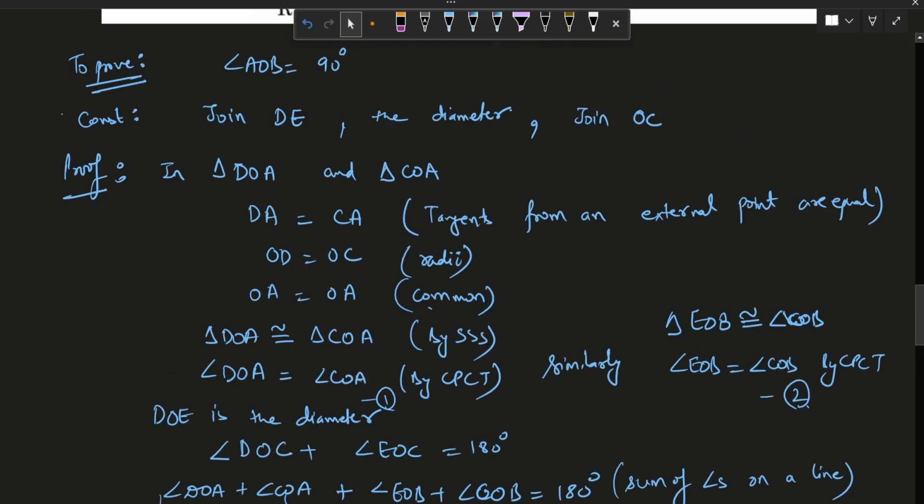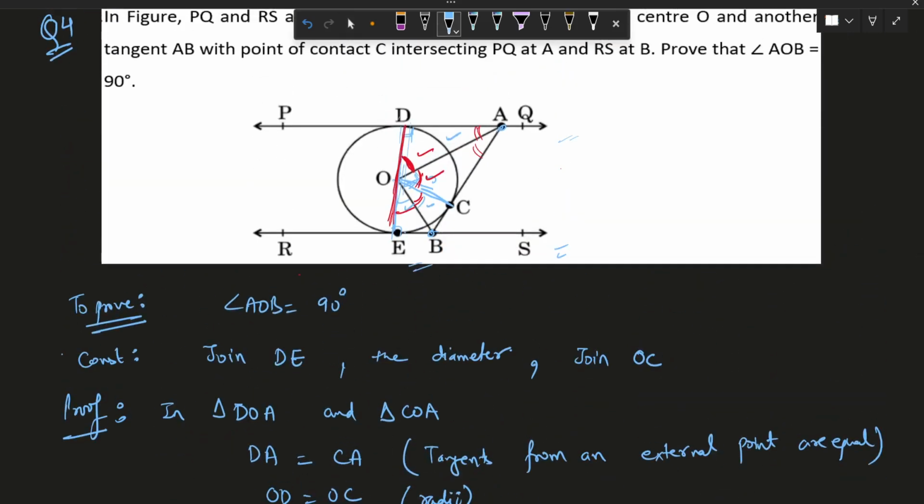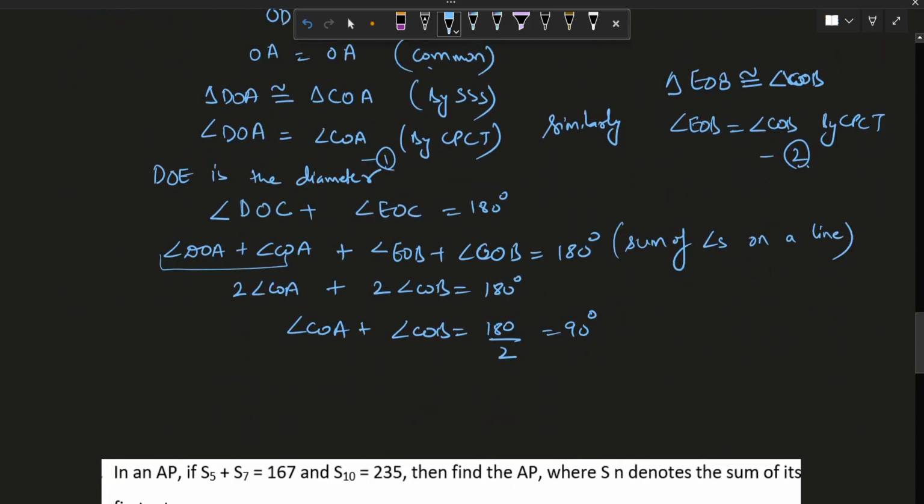What is this COA and COB? Let me go up. This is COA, this is COB. When you add, that is what? AOB only. When you add, it comes out to be AOB only. So let me write it. So from here you have AOB is 90 degree, hence proved.